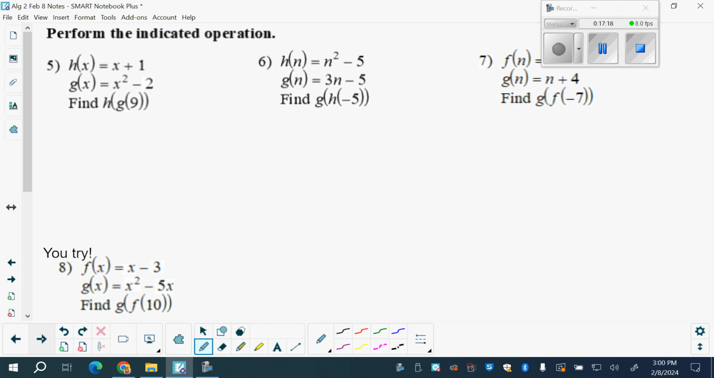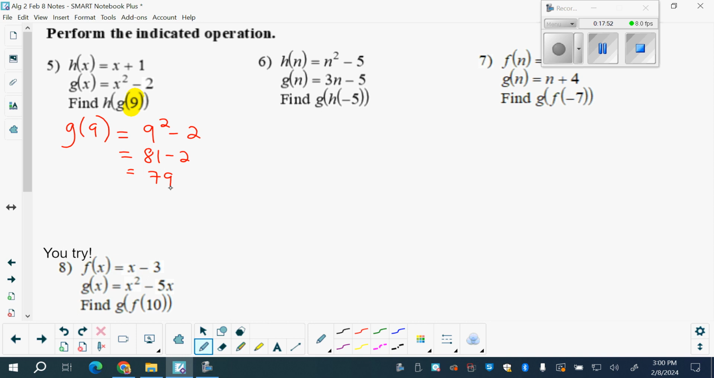Okay, on to the next one. So now what's different? There's a number here. On this one, we do this differently. We're going to find g of 9 first. We go inside and find g of 9. We need to know what that is. So g of 9 would be 9 squared minus 2. Does that make sense? Okay, so we get 81 minus 2, which is 79.